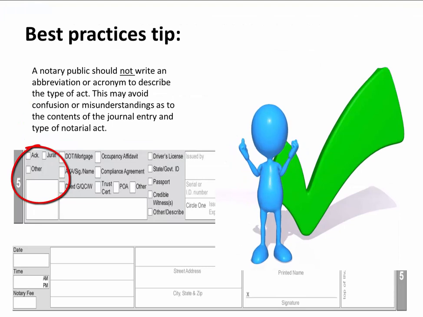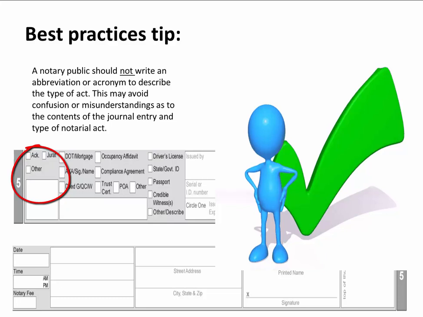Now, the Secretary of State suggests that you do not use abbreviations for notary acts in order to avoid confusion. This particular journal has already been printed with the abbreviation ACK for acknowledgement. However, the front of the journal designates the pre-printed abbreviation, so that each and every time it's printed there's absolutely no way to misinterpret what that means.